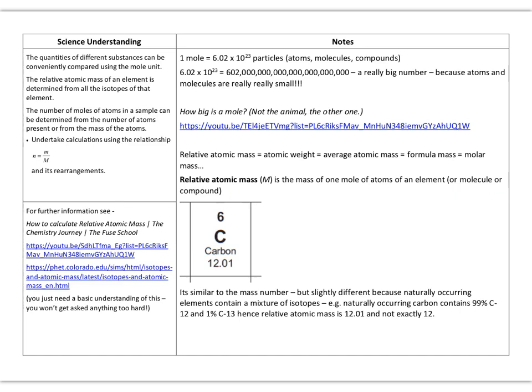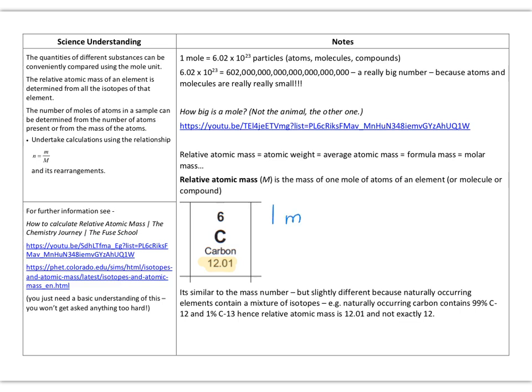So if we are dealing with carbon, when we look at the periodic table, so I've just got a part of the periodic table here, you can see here this number 12.01 is underneath the element, and each element has a number like that under it. I think if you look at hydrogen, it's 1.008 or something like that.